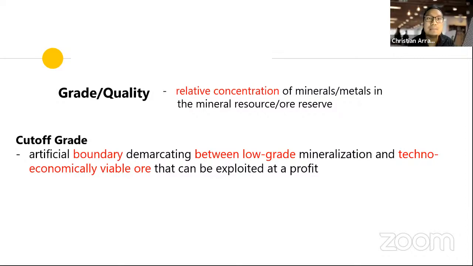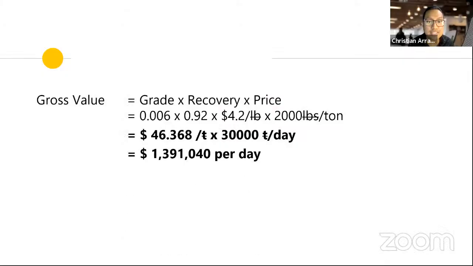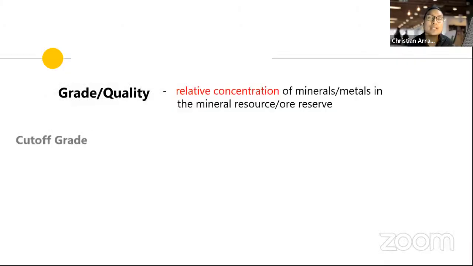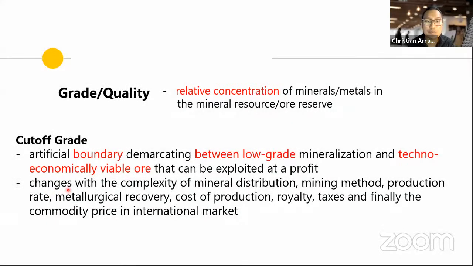Okay, ibig sabihin sa mine, more often than not, the management or even the engineers would set this na parang ang imiminahin lang natin ay lahat ng ganitong grade pataas. Okay? Kapag lower than, let's say, yung kanina, ano yung example kanina, how much grade is that? I think that's 0.6%. Ayun. So kung yun ang cutoff grade, halimbawa, sabihin natin, lahat ng lower than 0.6, di na natin miminahin. So that's the cutoff grade. Okay? So this changes with the complexity of the mineral distribution. Many, many factors affect this.